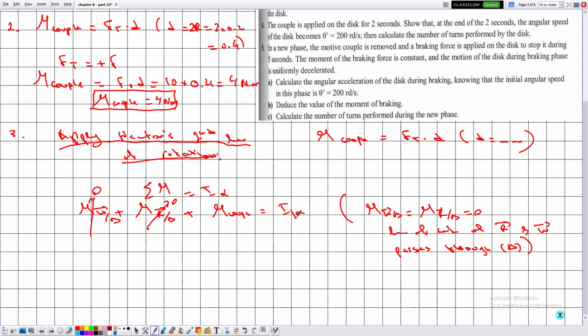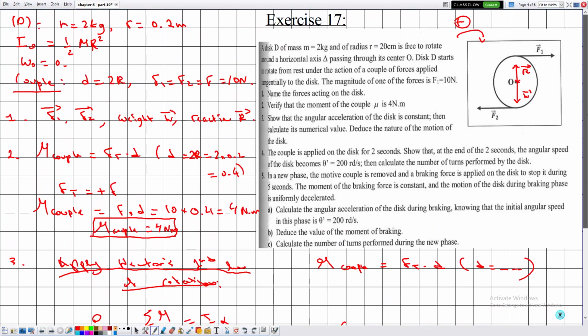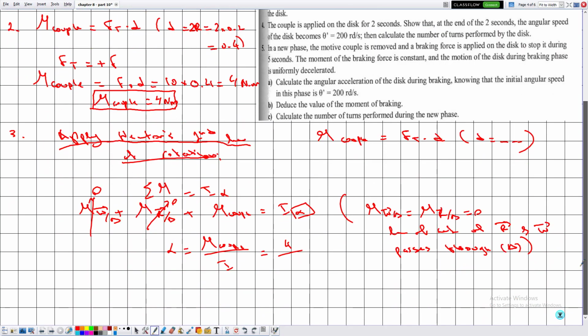Now we are interested in determining the value of alpha. So alpha is equal to the moment of the couple divided by the moment of inertia I. The moment of the couple is given by 4. Now the moment of inertia is given by half mr squared. So this is I0. The moment of inertia is half multiplied by the mass of the disk, which is 2, multiplied by the radius raised to the power 2.